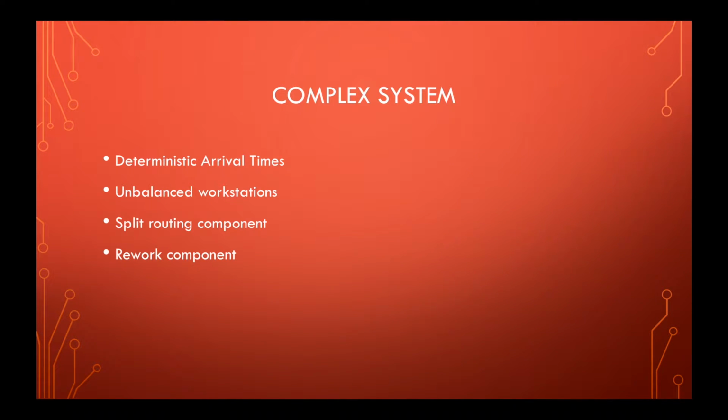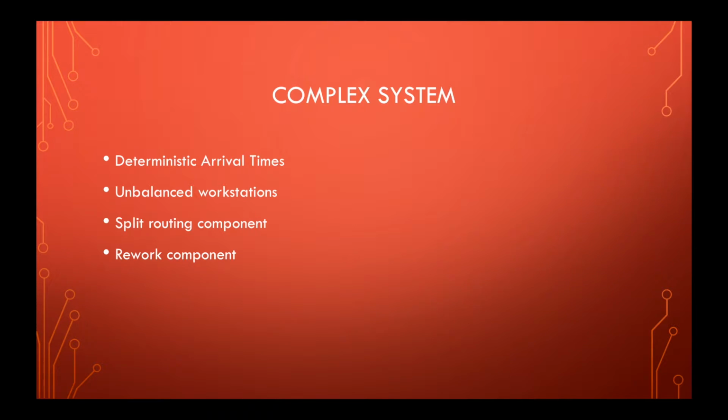All right, everybody, we will now move on to a more challenging problem. So if you didn't completely understand the simple system, pause the video here and review your work. Otherwise, we could get started with the complex system dynamics. As you can see here, the first two system dynamics, deterministic arrival times and unbalanced work systems, are the same as the last simple problem. However, we are adding two new ones, a split routing component and a rework component.